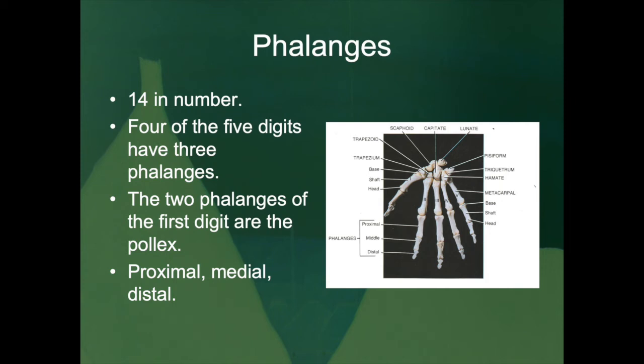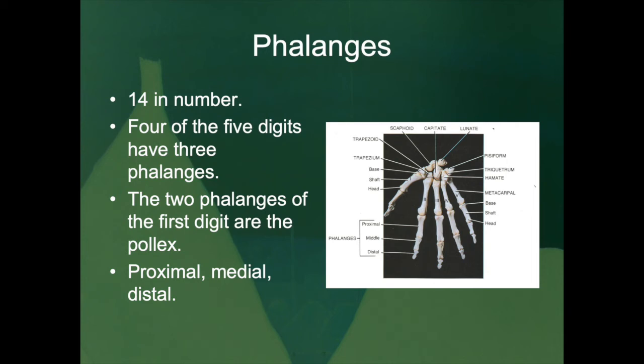There are 2 phalanges in the first digit. These are called the pollex, or they make up the thumb. And then 3 phalanges in each of the remaining 4 digits. These digits, moving again medially from the thumb, are commonly referred to as the index finger, the middle finger, the ring finger, and the little finger. Again, this is a cultural reference to these particular kinds of digits.